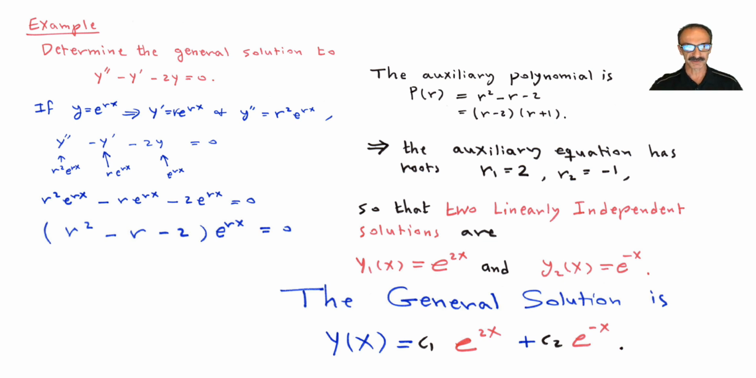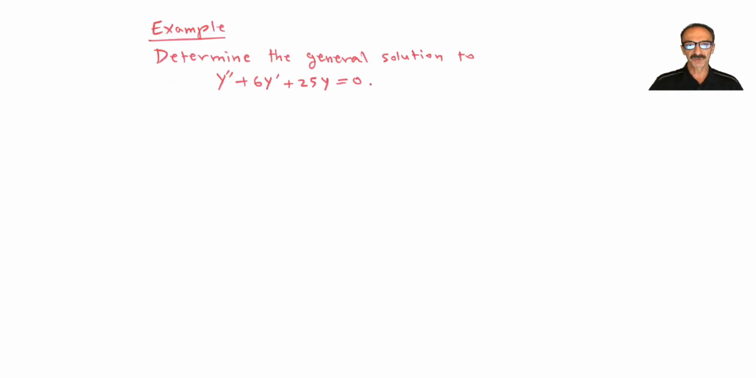Let's take some more examples. Here's another one. Determine the general solution to y double prime plus 6y prime plus 25y equals 0. Different numbers, and we'll see what's going to happen. First example was distinct, -1 and 2.